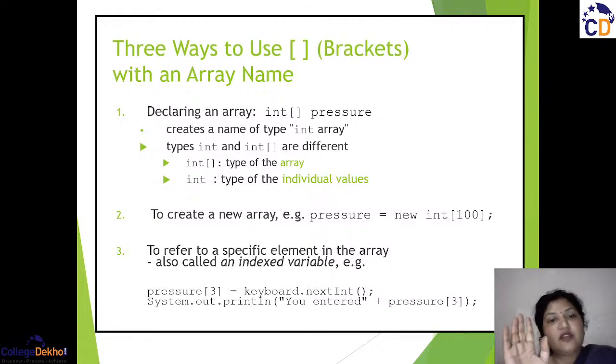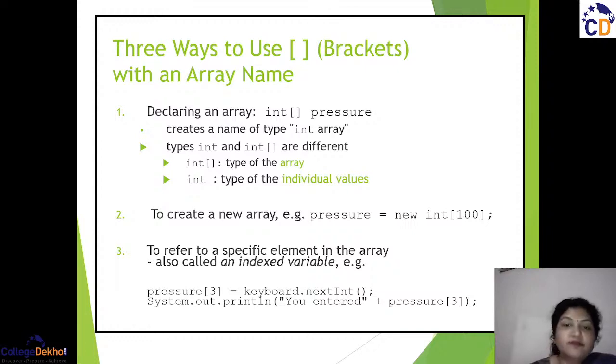Whereas when you just write int, it is a single value, an individual value you are defining. Let us take an example. You create a new array, pressure is equal to new int 100. So you have created one array, the name of the array is pressure, and it is holding 100 elements. To refer to a specific element in the array, we use the index. I am repeating the same thing: we use indexes for accessing the elements in the array.